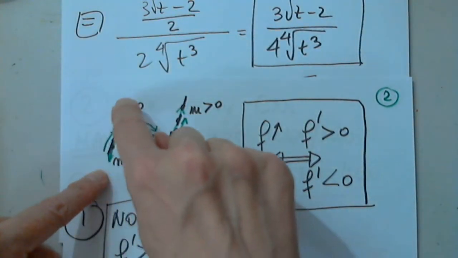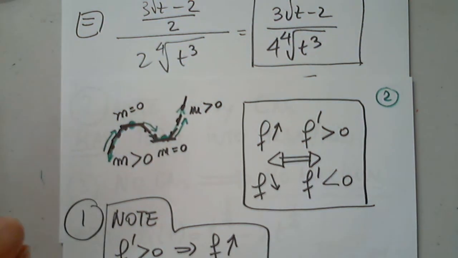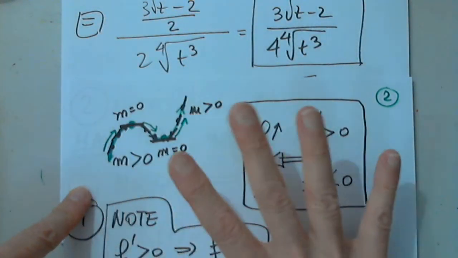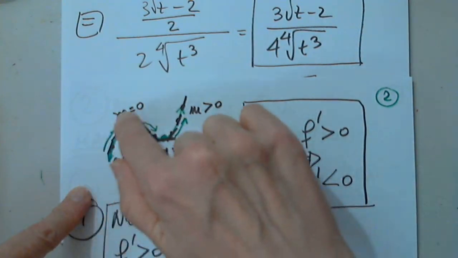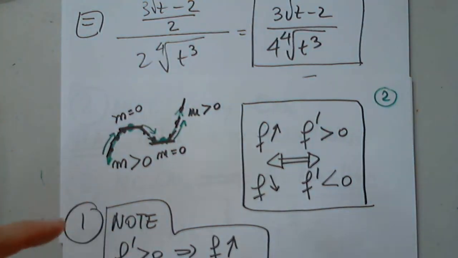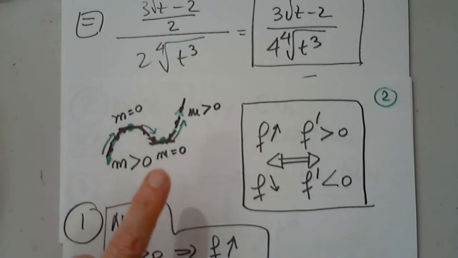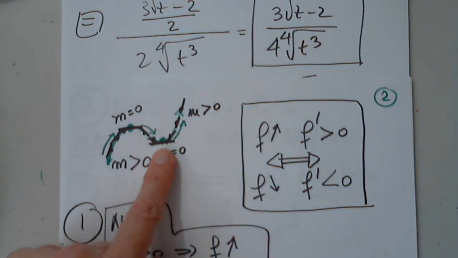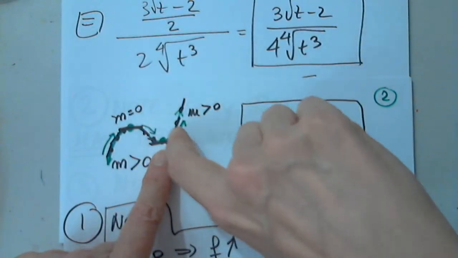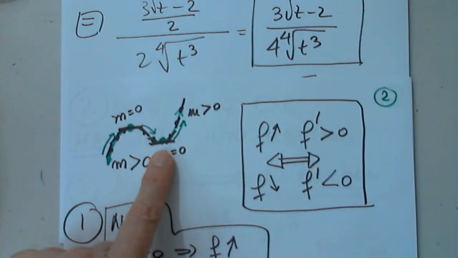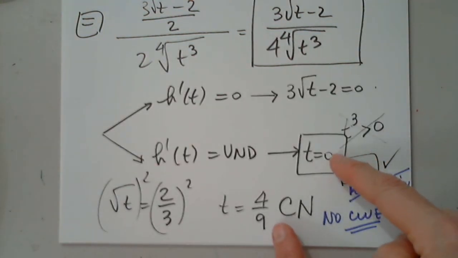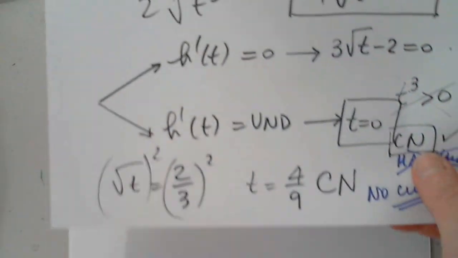If I see positive, zero, negative, I say it's a relative max. If I see positive, undefined, negative, I'm going to say it's a relative max. If I see negative, zero, positive, I'll say relative min. If I see negative, undefined, positive, I will say relative min. So I'm going to write this down and then we'll analyze these two, since we have it here.